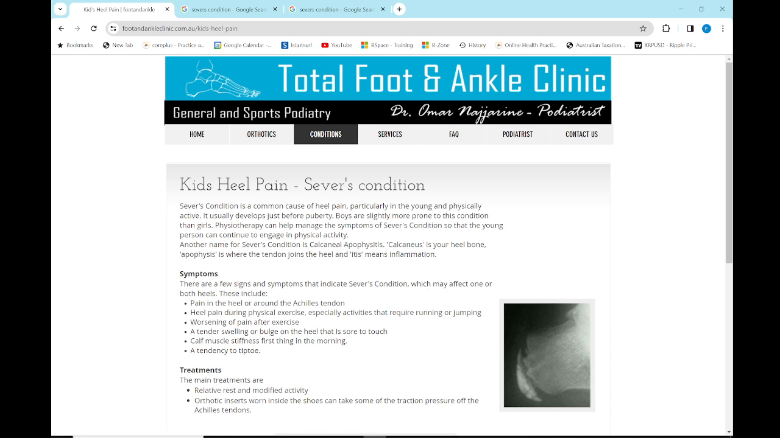Now, Sever's condition or Sever's disease is a condition that occurs mainly in children or teenagers, and the symptoms normally are pain around the heel area during or after physical activity. So, let's say if they're playing a game, they'll start to get pain towards halftime or towards the end of the game, or even sometimes they'll be fine during the whole game, and then after the game, they'll feel pain around the heel area. And it worsens after exercise.